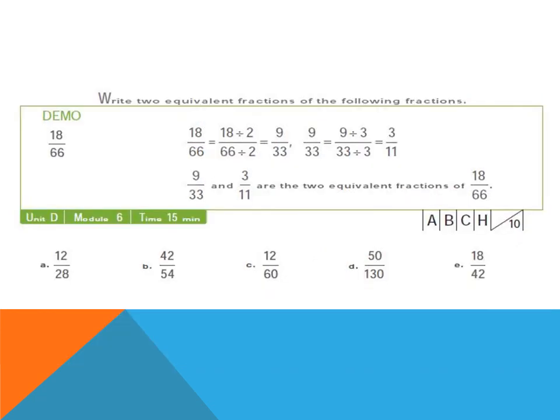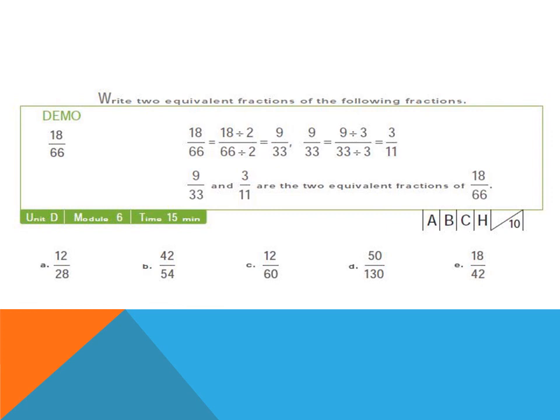Module number 6. Write 2 equivalent fractions of the following fraction. So here what they are doing, they are dividing both the numerator and denominator. Look at the demo. 18 by 66. Dividing both the numerator and denominator by 2.